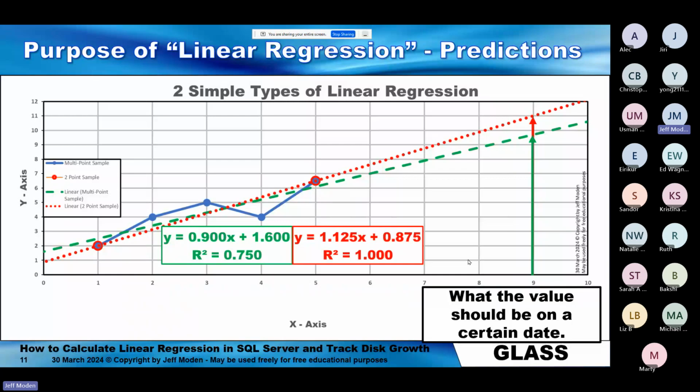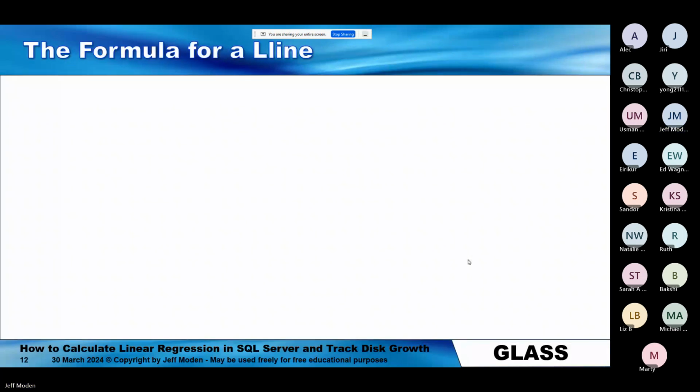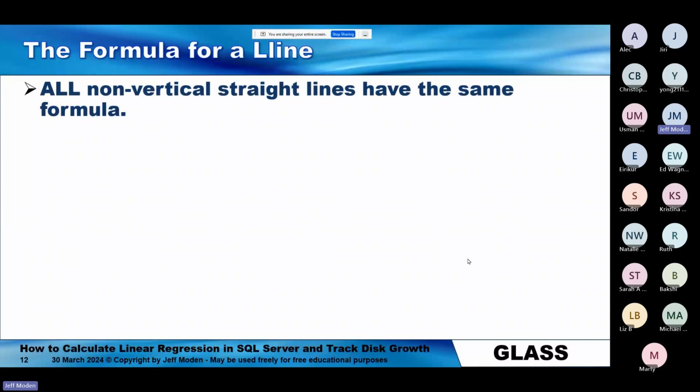So you can predict out, say, a year, so that you're not in a dead panic. I tell people, if your net ops team is telling you when you're 1% free, you are in deep kimchi, because it can go from 1% free to pretty close to 0% free very, very quickly if you're not careful. All right, so the formula for a line.